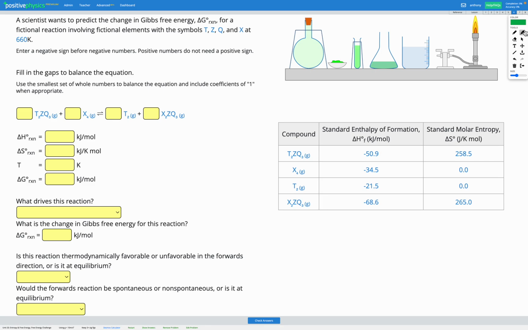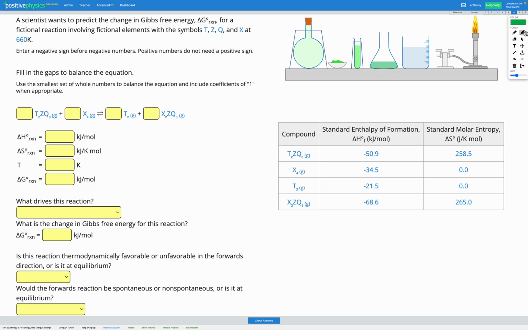In this skill, we're going to be putting together what we know so far about Gibbs free energy, along with what we know about enthalpy of formation, to figure out our Gibbs free energy for a reaction. So we're going to be provided with a table that contains the standard enthalpy of formation and the standard molar entropy for each of our compounds.